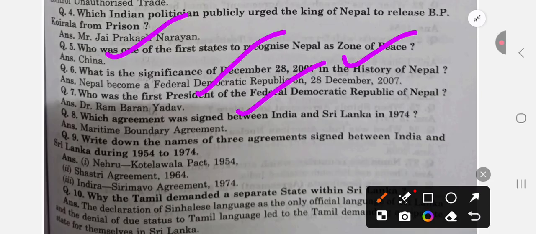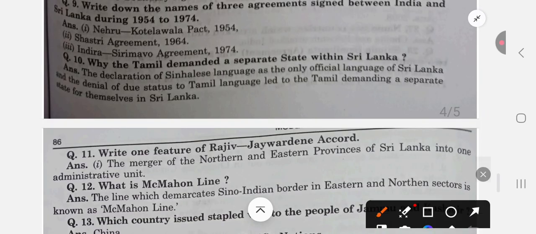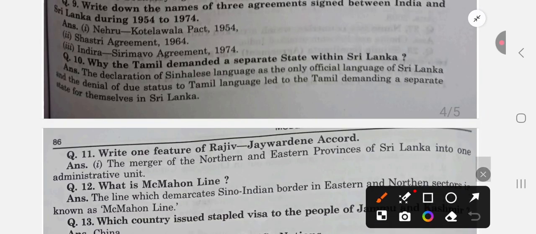Write down the names of the three agreements signed between India and Sri Lanka during 1954 to 1974. It was the Nehru-Kotelawala Pact 1954, the Shastri Agreement 1964, and the Indira-Sirimavo Agreement 1974. After every 10 years it was signed. Check it out. Why did the Tamils demand a separate state within Sri Lanka? The declaration of the Sinhalese language as the only official language of Sri Lanka and the denial of due status to the Tamil language led to the Tamils demanding a separate state for themselves in Sri Lanka.